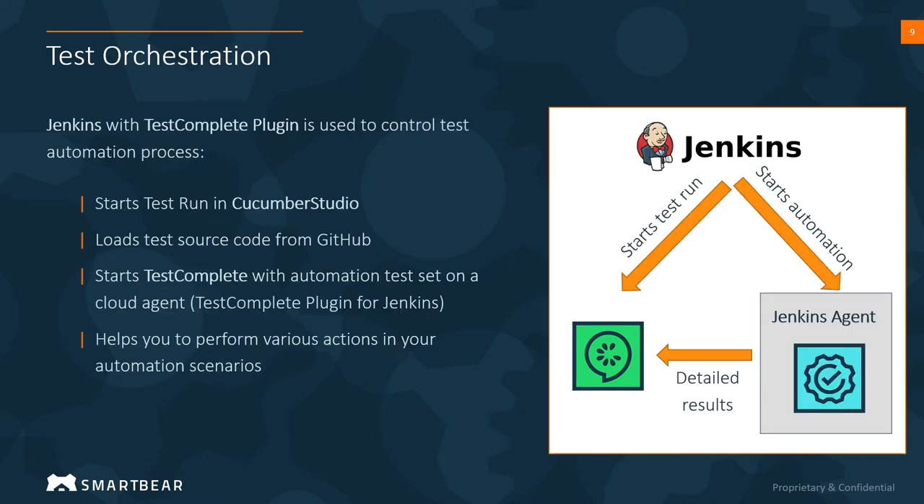And now let's take a look how test orchestration process is made. Jenkins with TestComplete plugin controls the whole process. Starts test run in CucumberStudio. Load source code from GitHub for TestComplete. Starts TestComplete with automation test set on a cloud agent. This is done by TestComplete plugin for Jenkins. Also, Jenkins can help you to perform various actions in your testing scenarios.